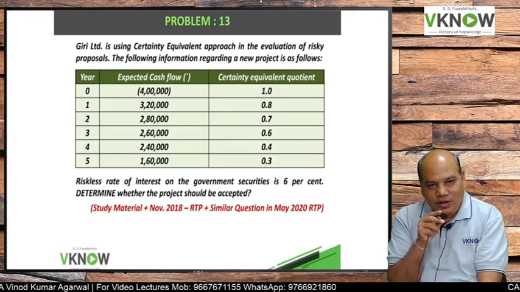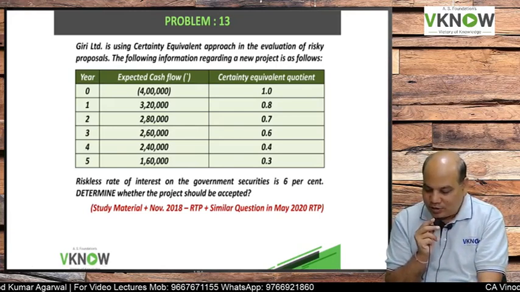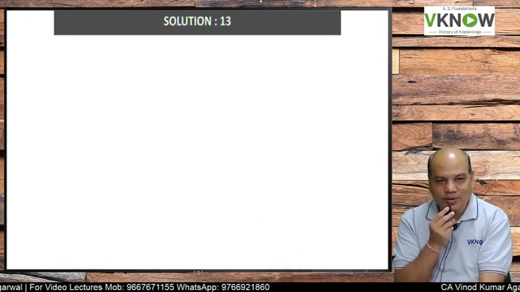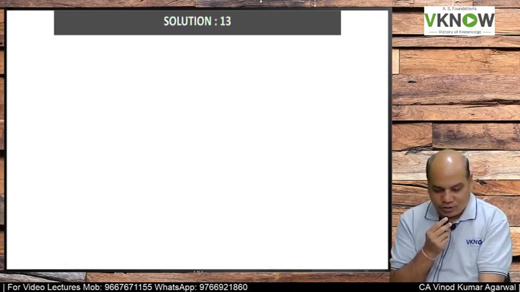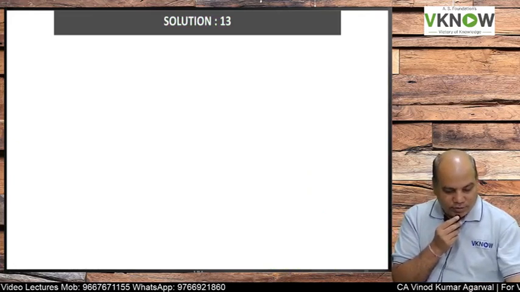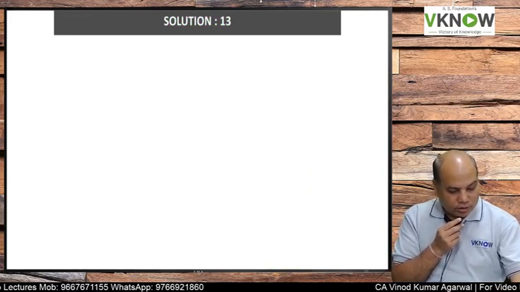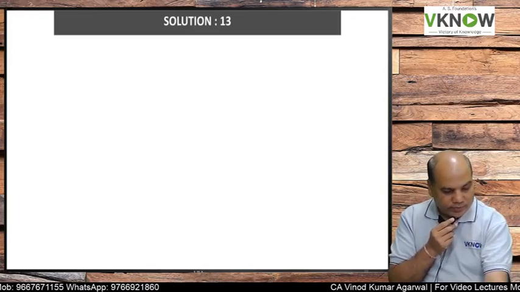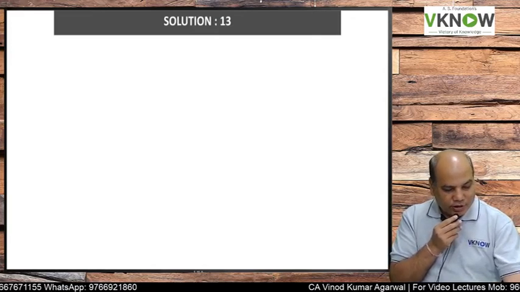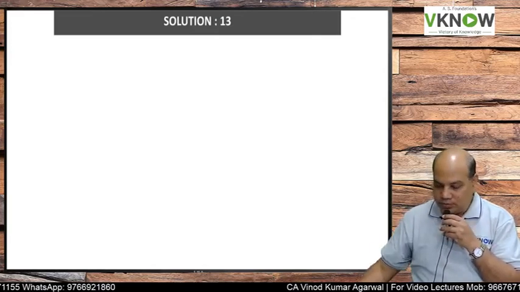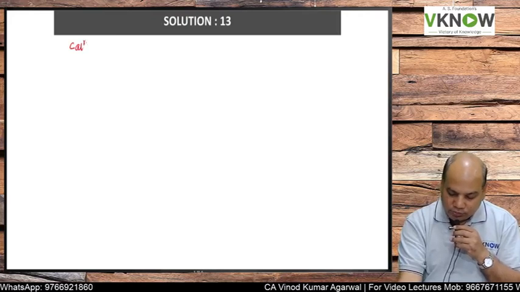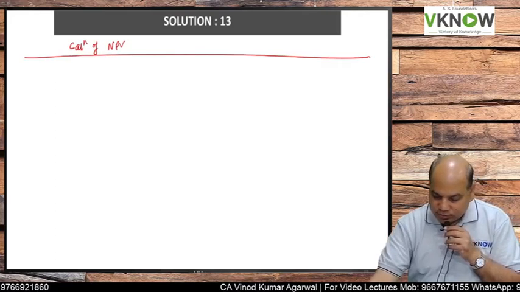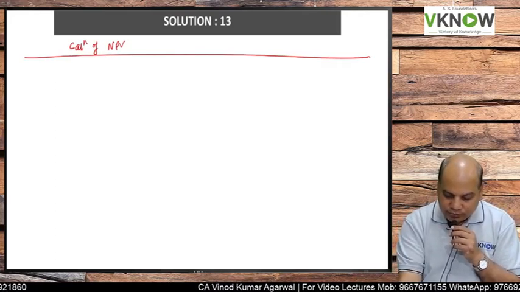Source of this question is the study material. Repeated in November 18 RTP and a similar question in 2020 May RTP. So what should we do? Solve. Write down the heading: calculation of NPV. Give question number 13 in our book. All varieties are covered. This will be asked in your exam also.